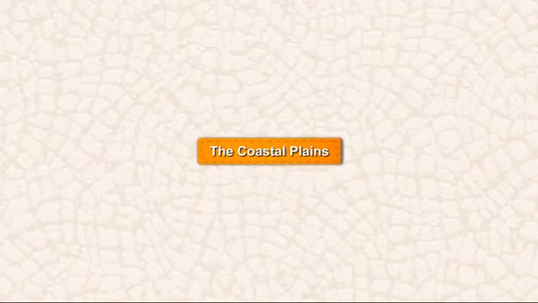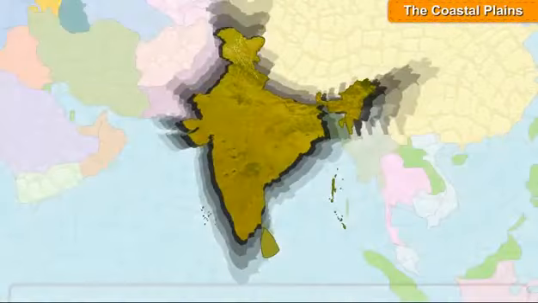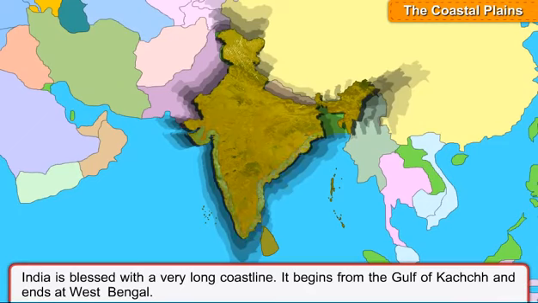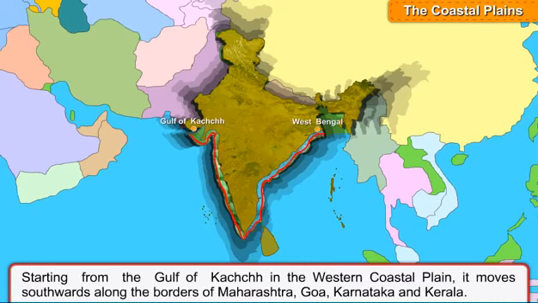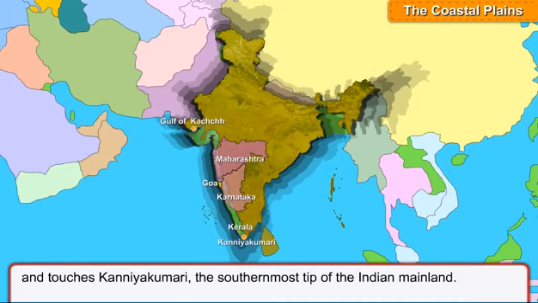The coastal plains. India is blessed with a very long coastline. It begins from the Gulf of Kutch and ends at West Bengal. Starting from the Gulf of Kutch in the western coastal plain, it moves southwards along the borders of Maharashtra, Goa, Karnataka and Kerala and touches Kanyakumari, the southernmost tip of the Indian mainland.